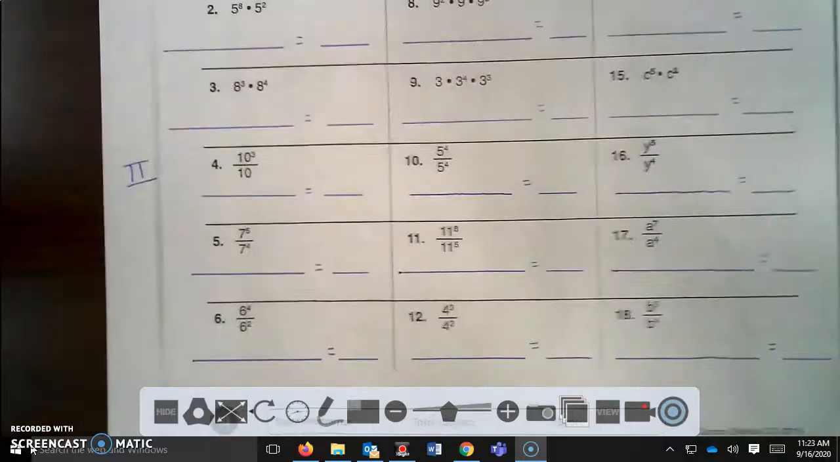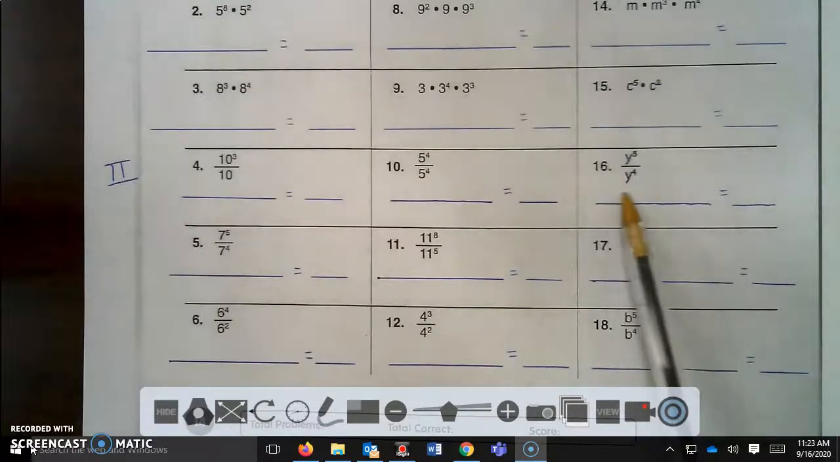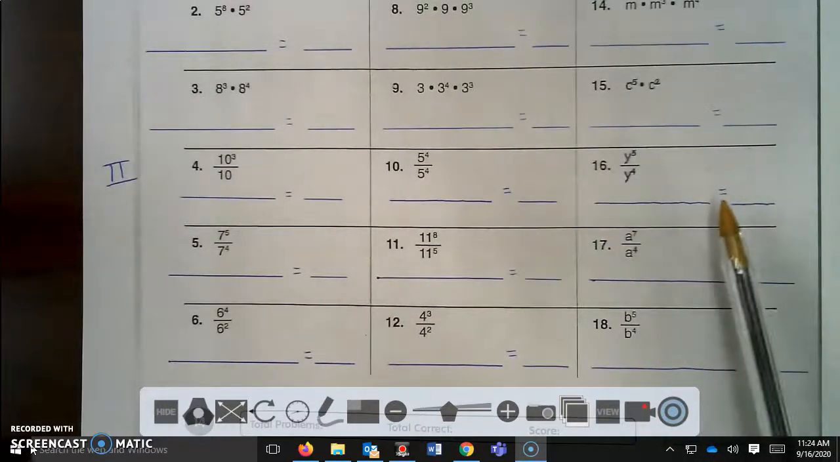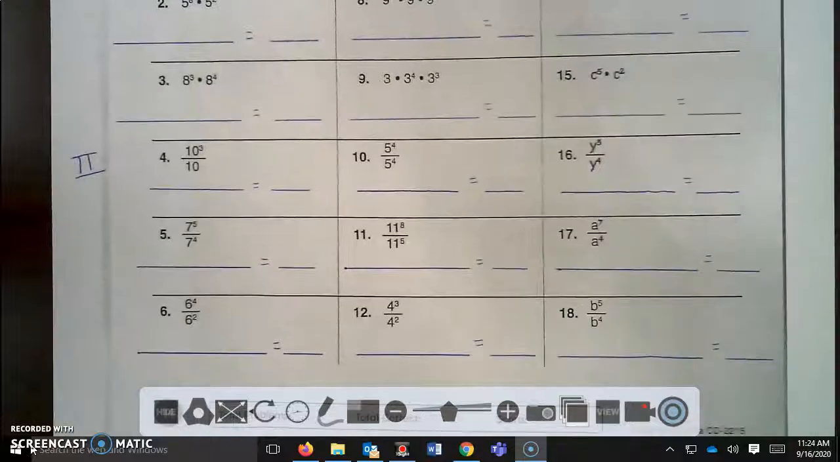Okay, same down here with the fractions. Write them out. You know, 5y's up here, 4y's down here. Show me you canceled, and put your answer there. If you fill all this in, you will get full credit.